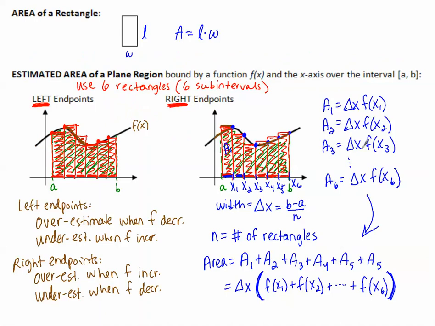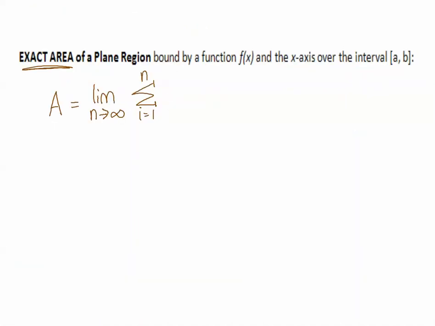Well, how did we find each rectangle's area? We did the width times the function value. So that's how we're going to write it. The width, delta x, times the function value. But I'm going to write this as f of c sub i.